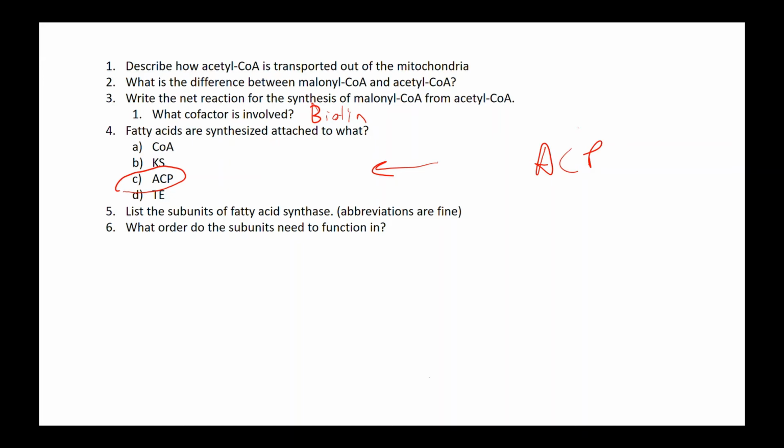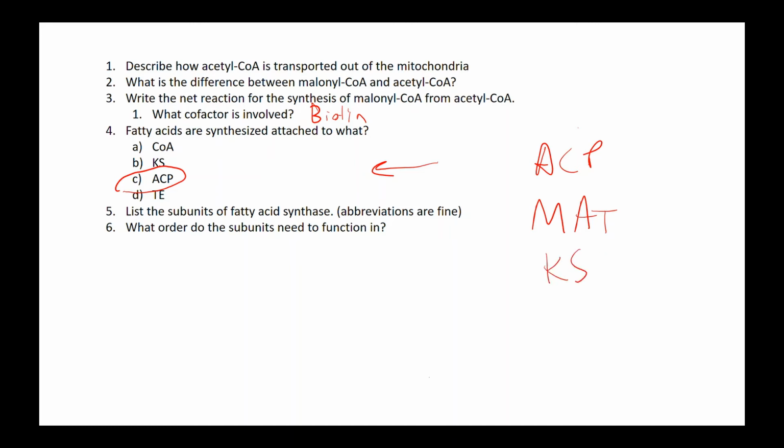Then we've got the malonyl-CoA transferase. This is the enzyme that basically takes acetyl-CoA and adds it onto the acyl carrier protein, or the malonyl-CoA and adds it onto an acyl carrier protein, either one. Then we've got the enzyme that's actually going to do the condensation, or basically combine our malonyl-CoA with our acetyl-CoA. And that is the ketosynthase subunit.